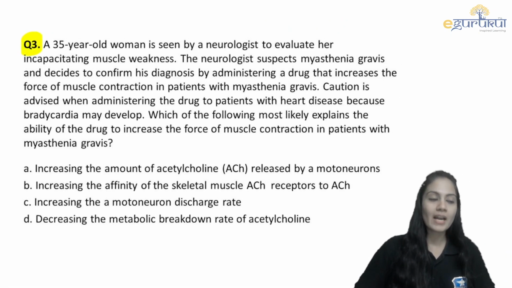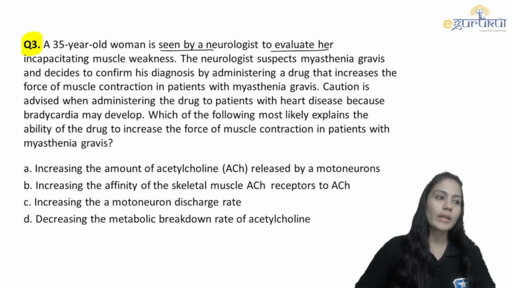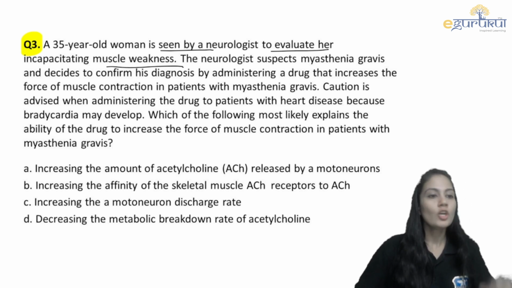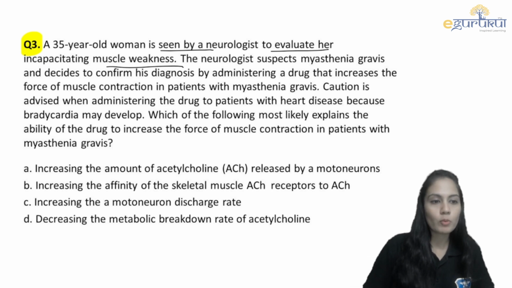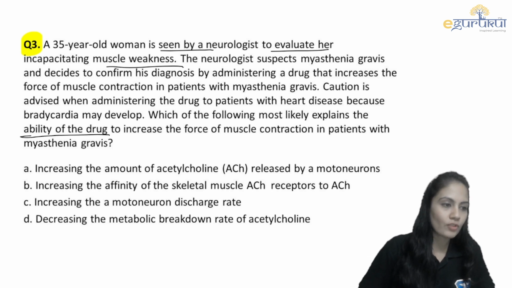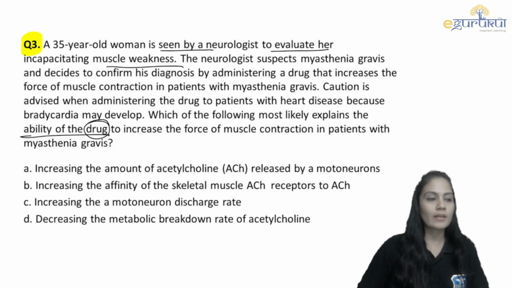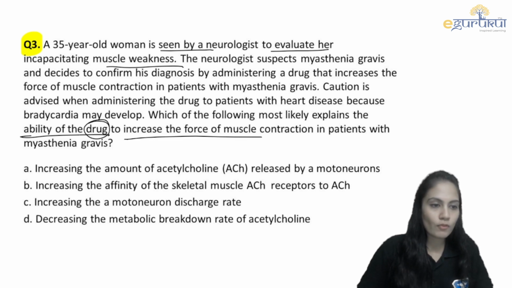A 35-year-old woman is seen by neurologists to evaluate her incapacitating muscle weakness. Neurologists suspect... So first of all, we'll start with the end, you can say the sentence. Which of the following most likely explains the action of the drug? So there is some drug which is acting on the disease to increase the force of muscle contraction in the patient with myasthenia gravis.